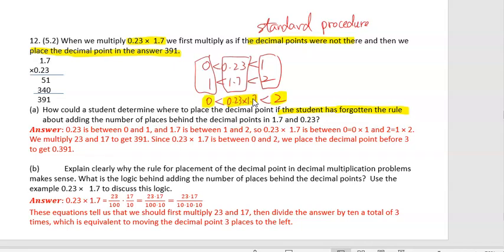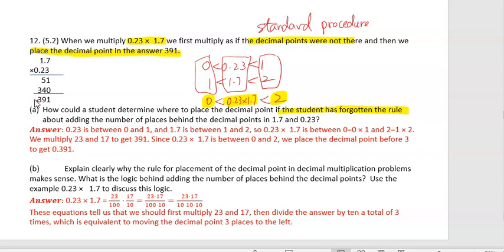If we ignore the decimal point and multiply them out as whole numbers, 17 times 23, we end up with 391. And so we need to put the decimal point back such that we get an answer that is between 0 and 2. Notice that if we put the decimal point here, it's still bigger than 2. So we have no choice but to put the decimal point right here, which gives 0.391.